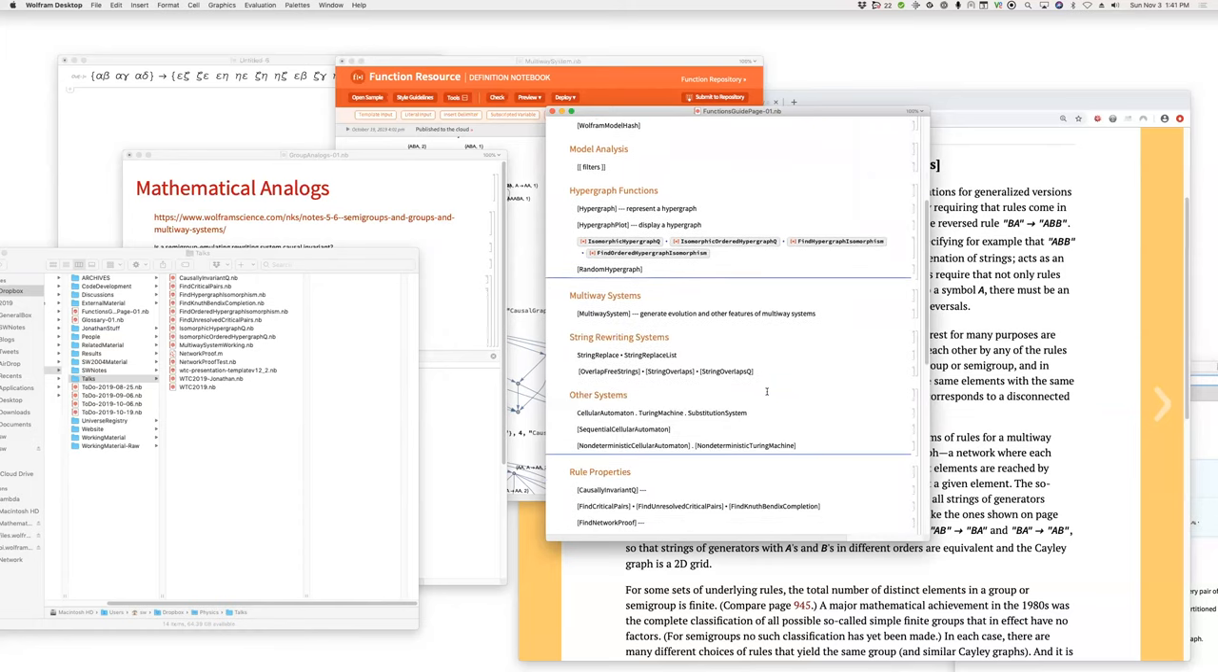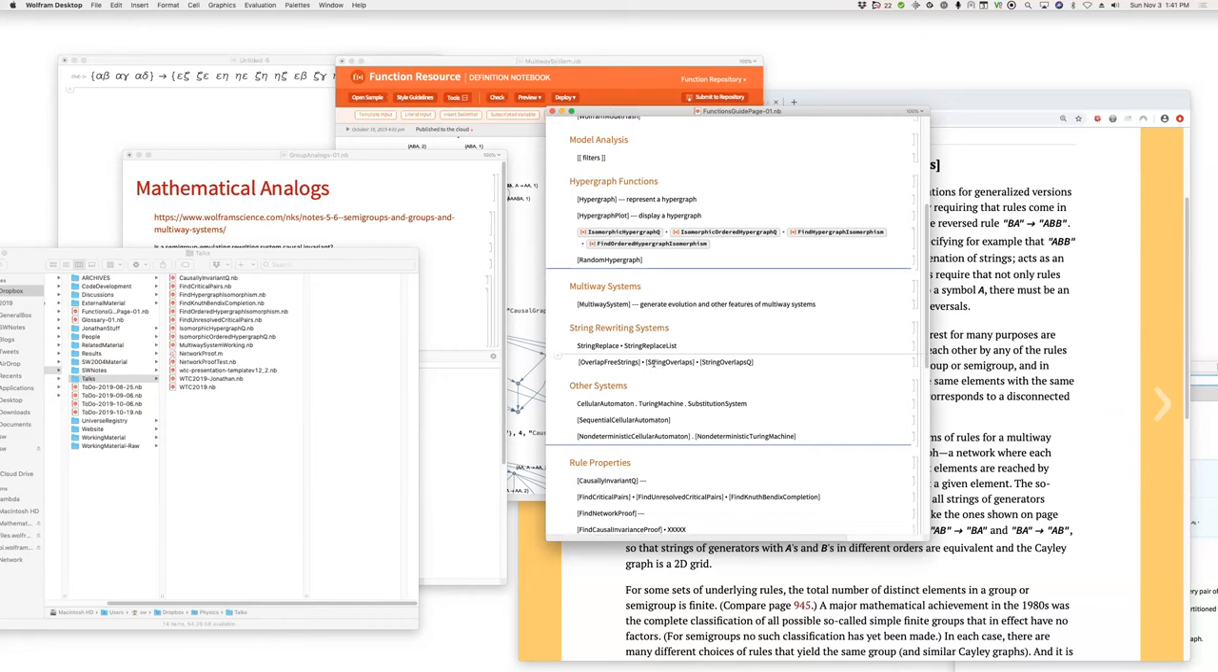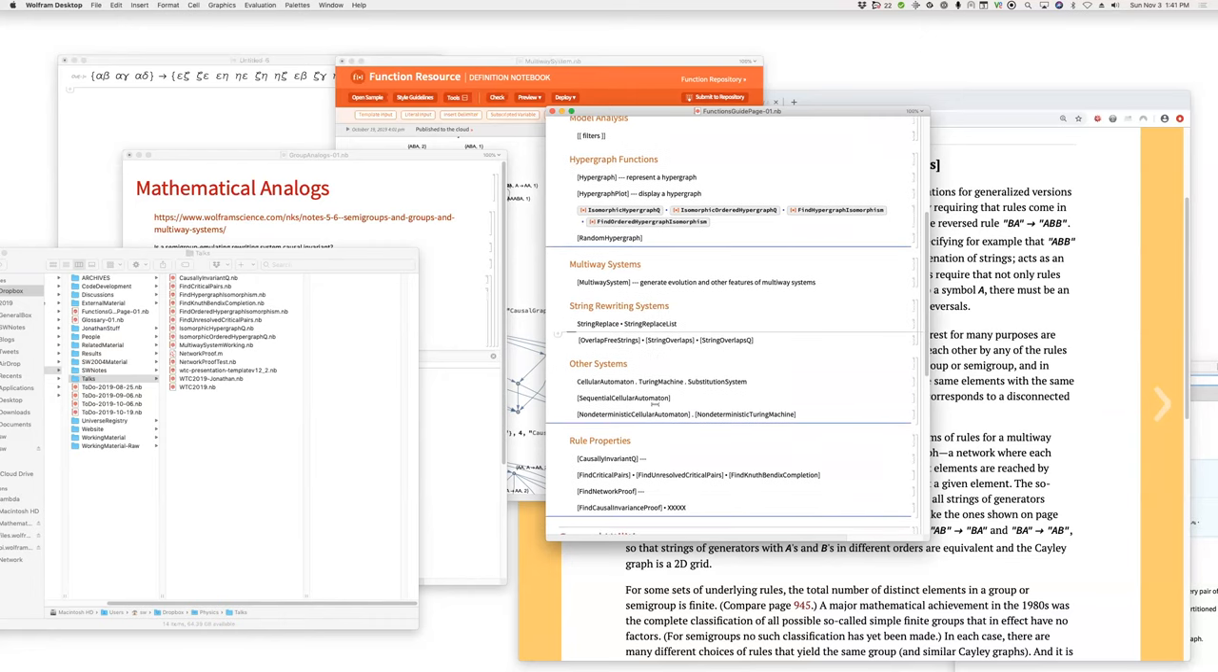So hold on, string rewriting. What we've got: overlap free strings, but what do we have here? Well, causally invariant Q, find critical pairs, find unresolved critical pairs, and find Knuth-Bendix completion works both for Wolfram models and for strings. And they all use internally my own multiway system evolution for Wolfram models and for strings.